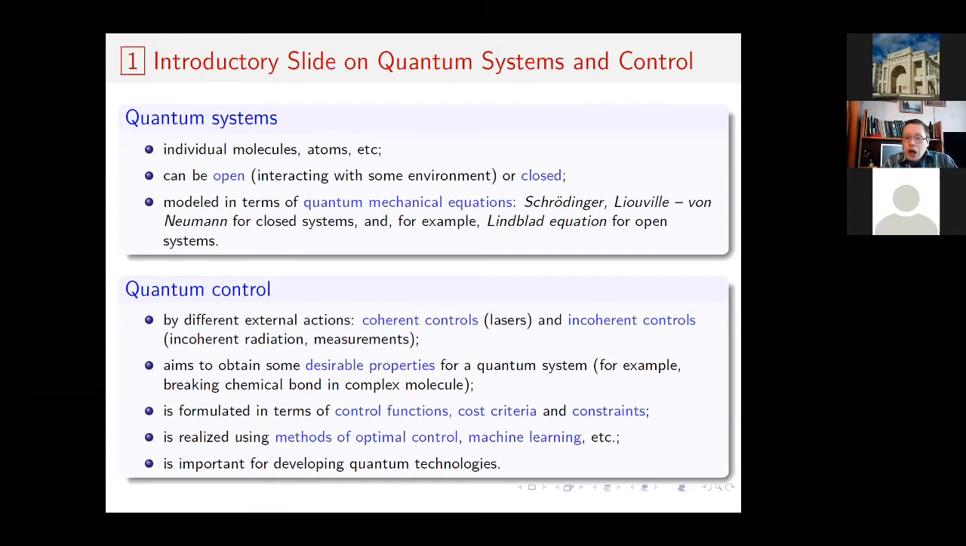And for mathematically formulating such aims and tools, we can use the advantages of the mathematical theory of control, of optimal control. We consider some control functions, control parameters, some cost criteria and constraints on control and on states. We can have different constraints on magnitude, on spectrum, and so on. For obtaining optimal controls, we can use different optimization methods. For example, gradient methods based on first order optimality conditions, for example, Pontryagin maximum principle, and so on. Machine learning also can be used, and some particular results will be shown by me further today. And quantum control is important for developing quantum technologies.